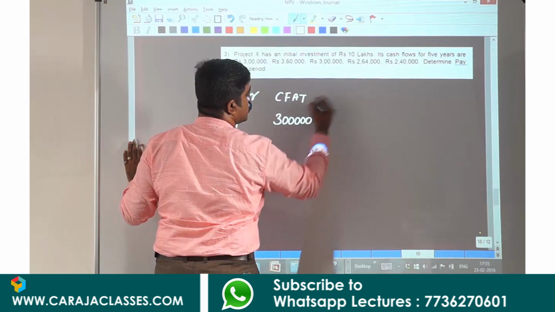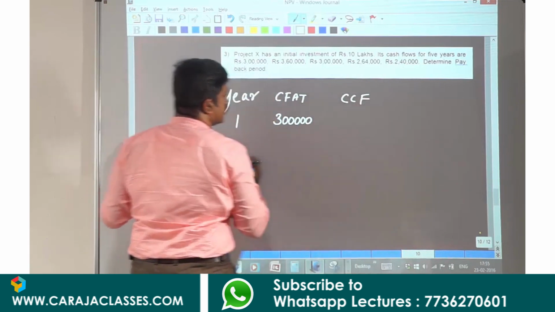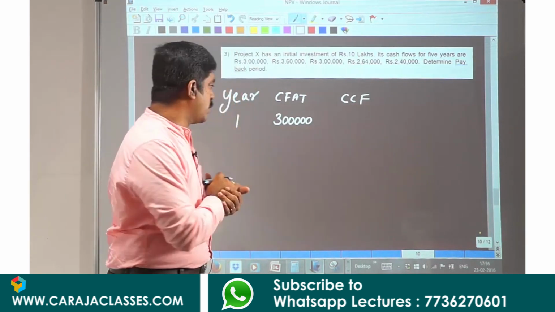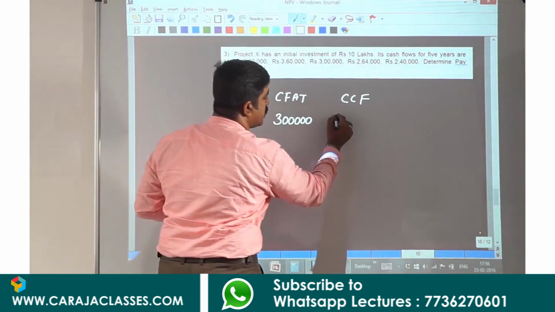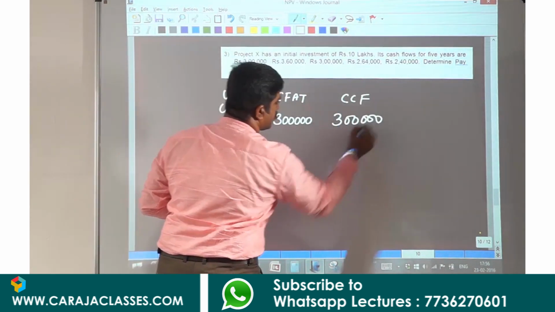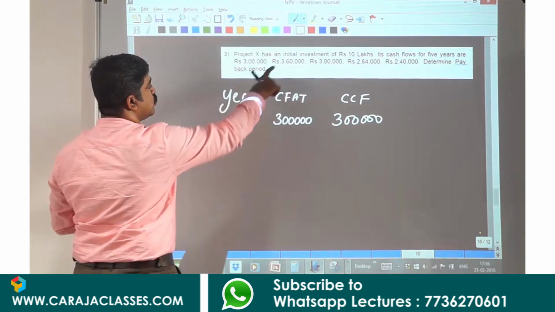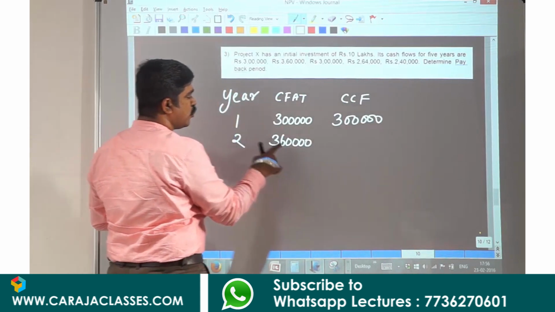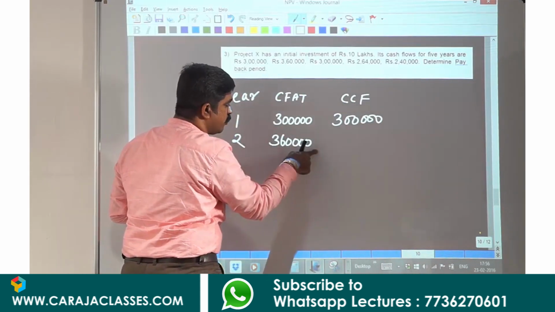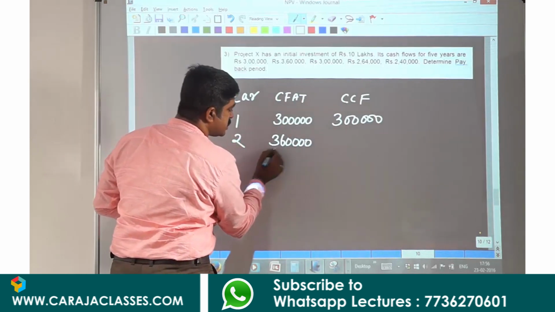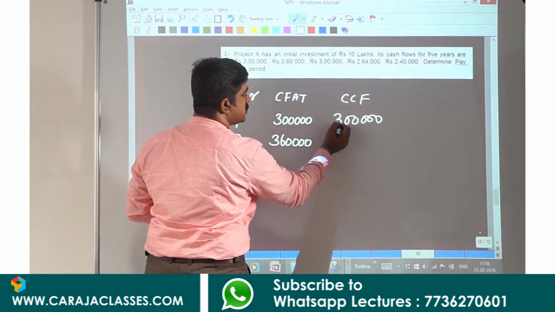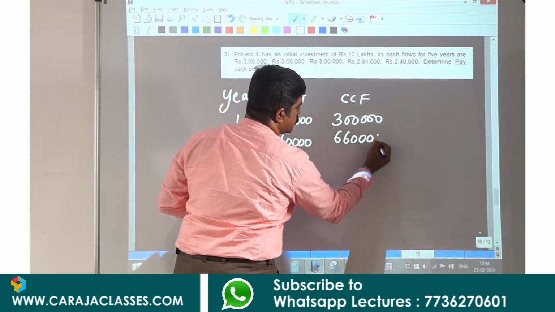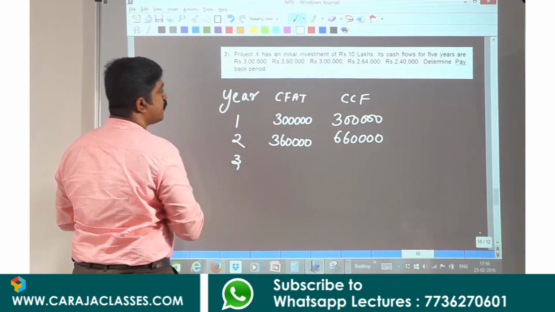Now I'll calculate something known as cumulative cash flow, CCF. Cumulative cash flow is nothing but the cash flow of that year added to the cash flows up to the previous year. Since I don't have a previous year, my cumulative cash flow is also going to be 3 lakhs. Then I'll take year 2. Year 2 it is 3,60,000. So what will be my cumulative cash flow? Cumulative cash flow will be my current year cash flow plus cash flows up to the previous year. 3,60,000 is my current year plus cash flows up to the previous year is 3 lakh. So 3 lakh plus 3,60,000 is going to be 6,60,000.